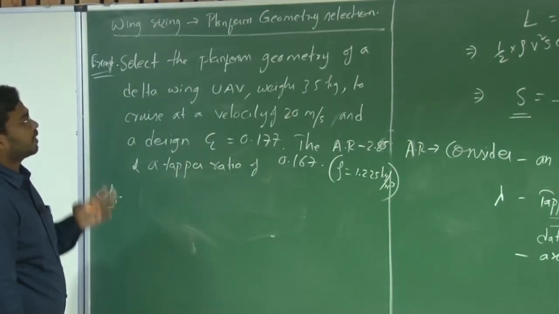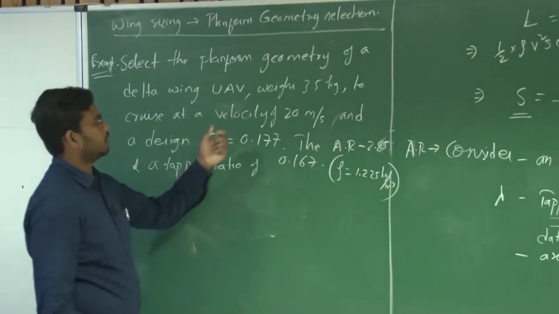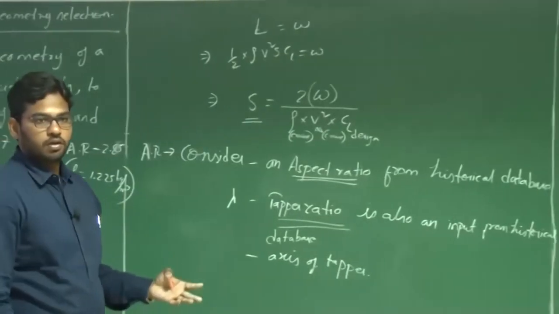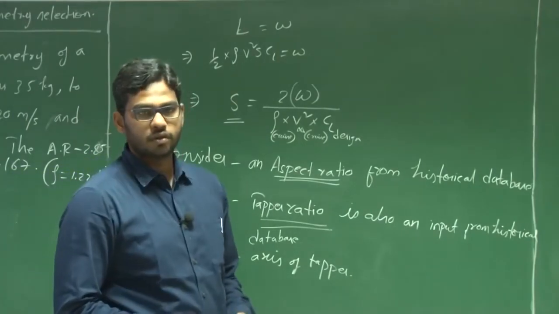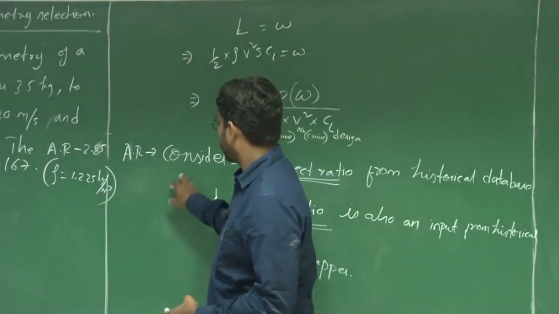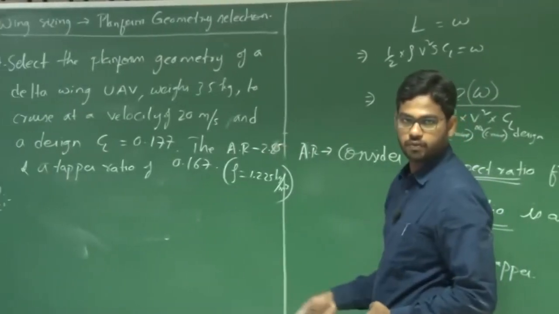Now we have to select the planform geometry of this. So first, to figure out the planform geometry, we need to know what the area of the wing should be. Once you have the area, based upon this aspect ratio and lambda, we can figure out the planform geometry of it.